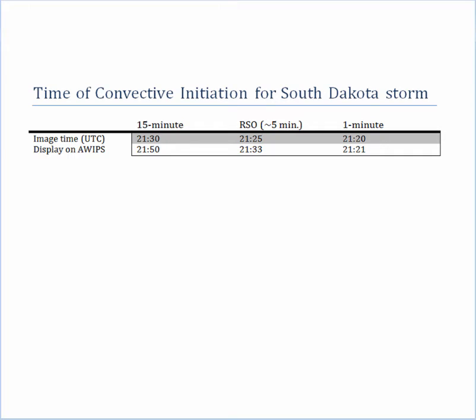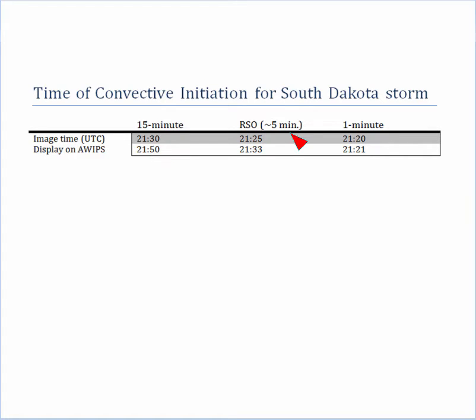Let's look at greater detail at the time of convective initiation for the storm of interest over South Dakota. At the top, we have our image time, and this would be the image time where we first discern convective initiation. At the bottom, we have display on AWIPS, which is actually just as important. So in our 15-minute scan mode, at 21:30 image time, we would first discern convective initiation, and it takes about 20 minutes for display on AWIPS. So this is when you would actually see it.